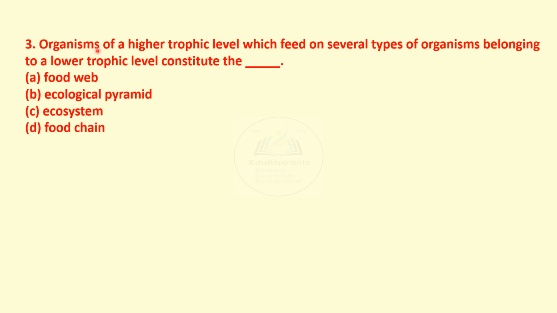3. Organisms of a higher trophic level, which feed on several types of organisms belonging to a lower trophic level, constitute the food web, ecological pyramid, ecosystem, or the food chain. Mark your choice. Let us see the answer.